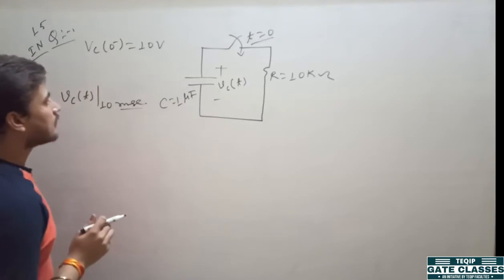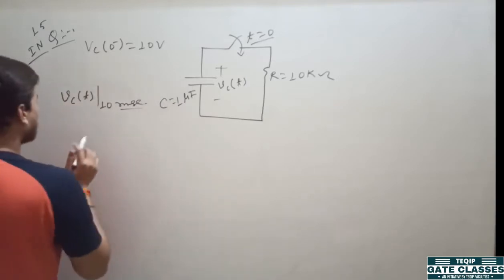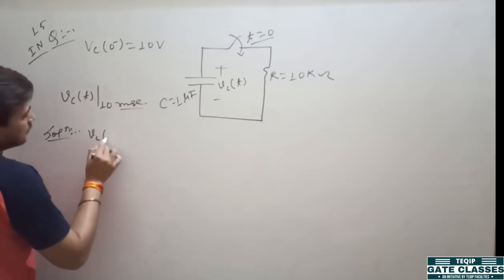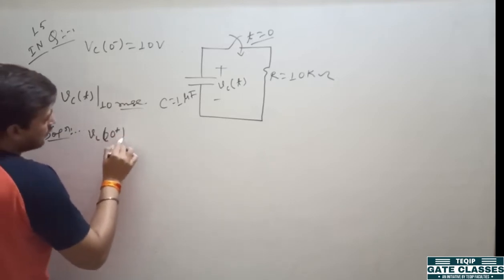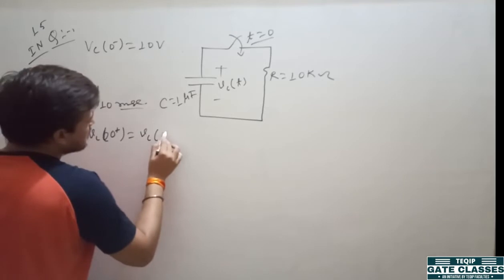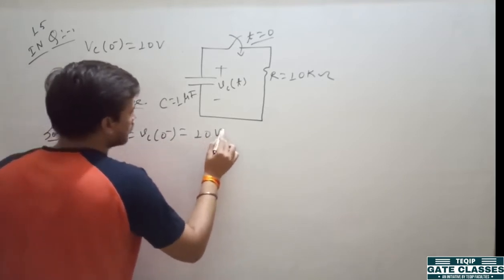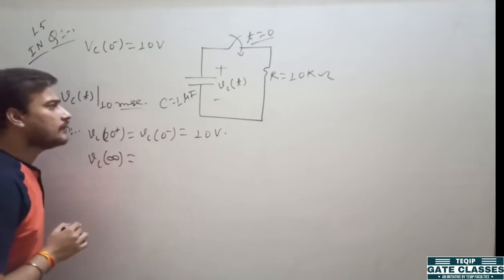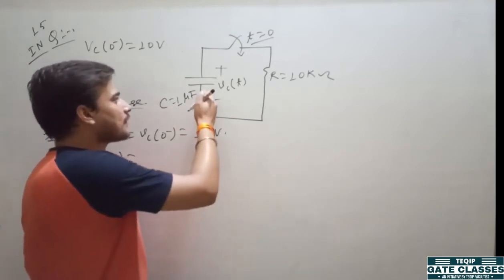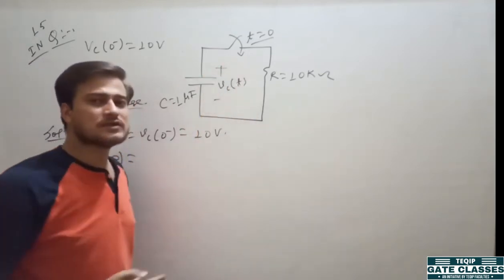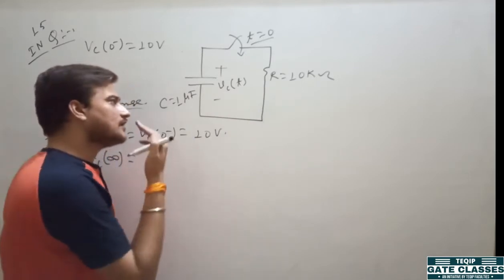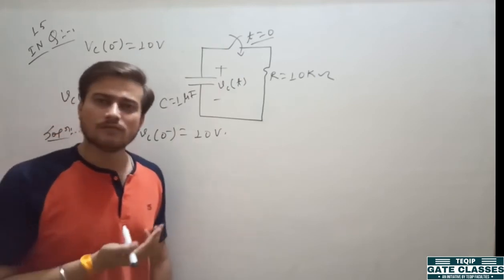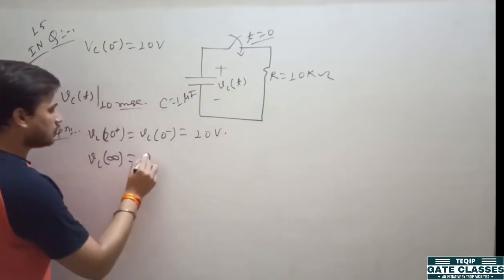So let us see how to find. So come to solution. You know VC 0 plus will be equal to VC 0 minus, and it is equal to 10 volt. Now we have to write VC infinity. So VC infinity will be how much? You will see the capacitor will start discharging through this resistor. So when the time t reaches infinity, the voltage across capacitor will become how much? It will become 0. So we write 0 volt.